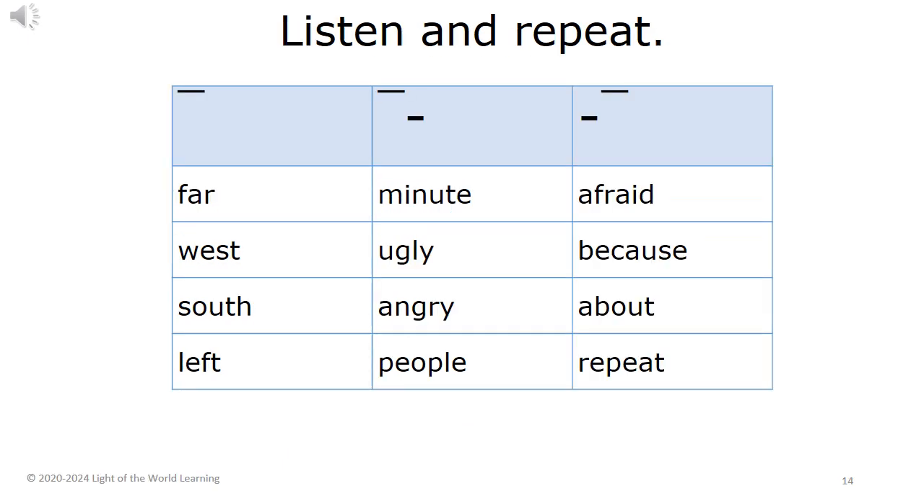Listen and repeat. Far, west, south, left. Minute, ugly, angry, people. Afraid, because, about, repeat.